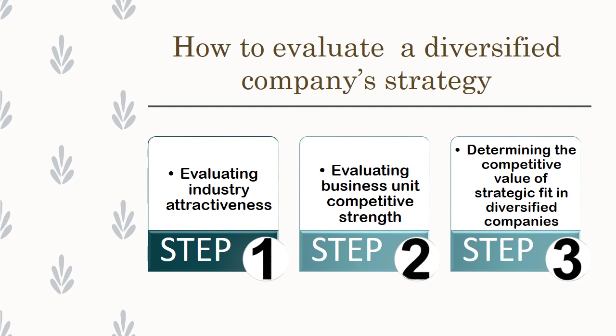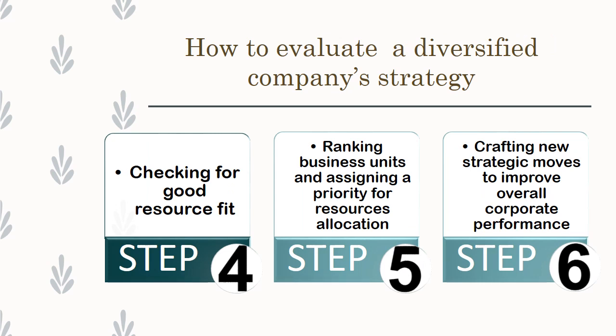First, evaluating industry attractiveness. Second, evaluating business unit competitive strength. Third, determining the competitive value of strategic fit in a diversified company. Step 4, checking for good resource fit. Step 5, ranking business units and assigning a priority for resource allocation. And lastly, crafting new strategic moves to improve overall corporate performance.